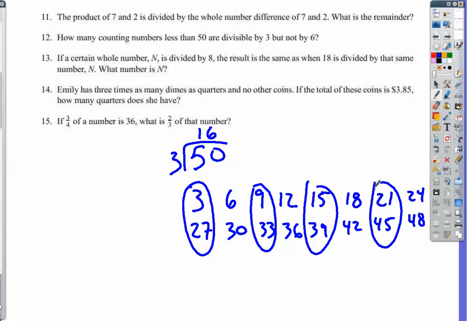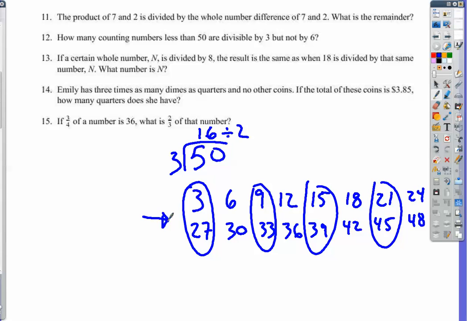Now, going back to what I was doing here, you have 50 divided by 3, so there's 16 different options that satisfy, and you know half of them because all of the evens are going to be divisible by 6. You can just go ahead and divide that by 2. So I thought showing it this way, although slower, is a good way of understanding how or why this is the way it is.